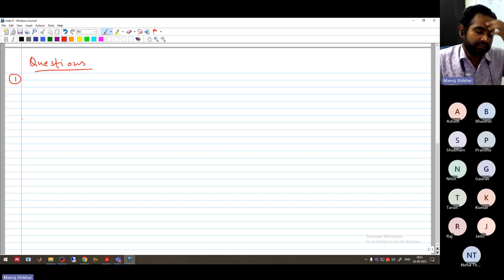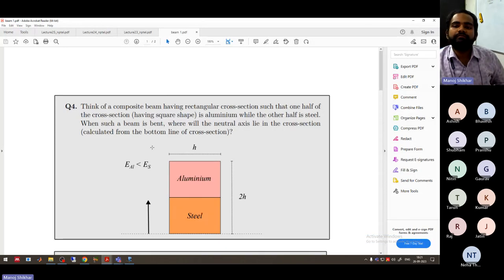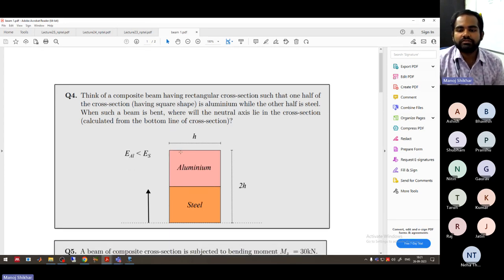The question is: think of a composite beam having a rectangular cross section such that one half of the cross section is aluminum while the other half is steel. They have also told that it has a square shape, meaning the height and breadth are the same. When such a beam is bent, where will the neutral axis lie in the cross section? Calculate from the bottom line of the cross section.